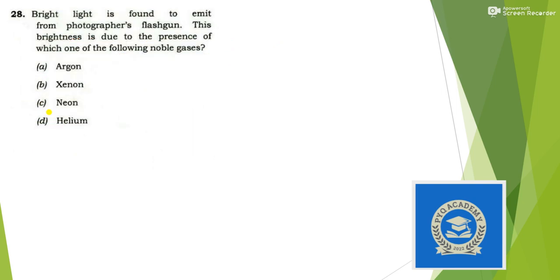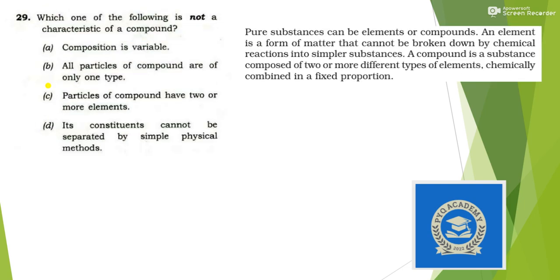Next question. Which light is found to emit from a photographer's flash gun? This brightness is due to presence of which one of the following noble gases? A very good question, which is being asked in various examinations. Although it is not directly given in NCERT up to class 10, you should remember the answer. The answer is option B, xenon. So let's move to next question.